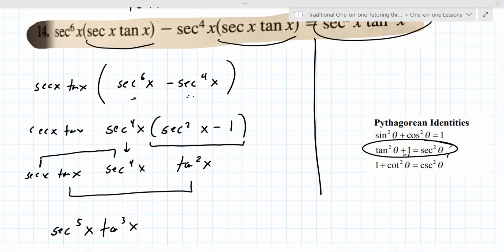All right, so 16 is a good one for us to look at next. Very cool.